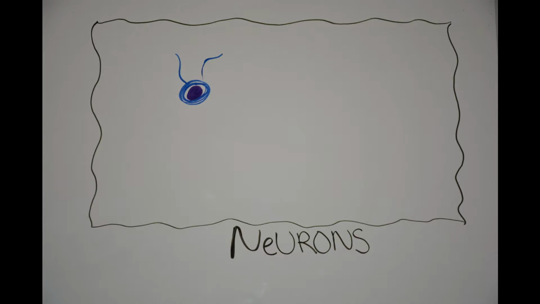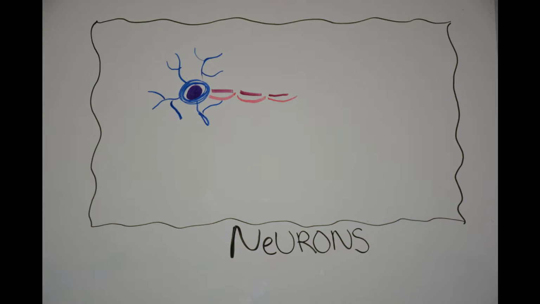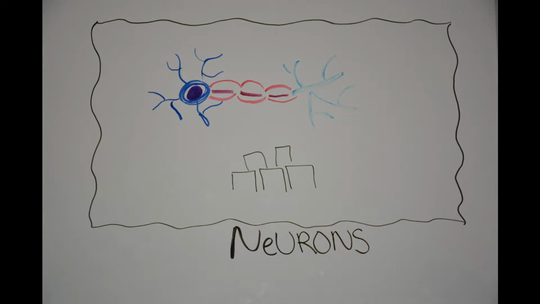Neurons are a nerve cell. They are made up of different parts, which we will learn about in this video. They are the basic building blocks of the nervous system in our bodies.